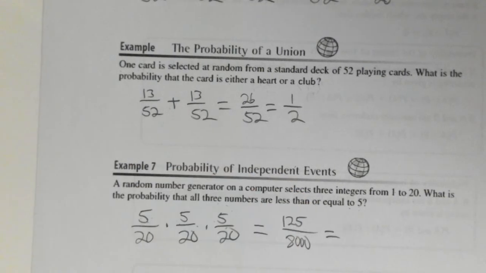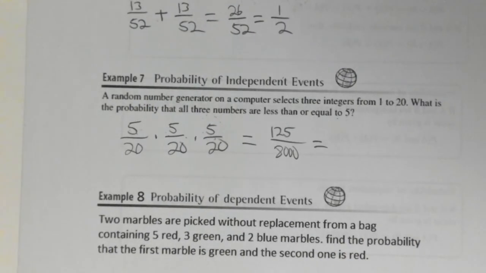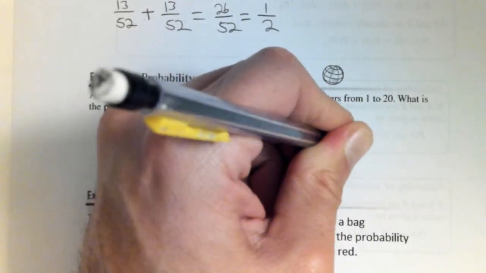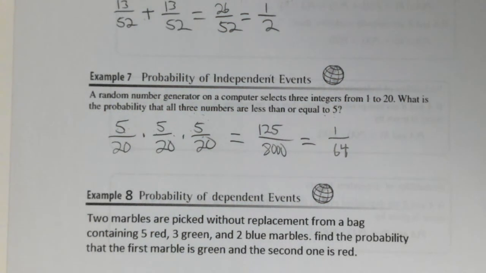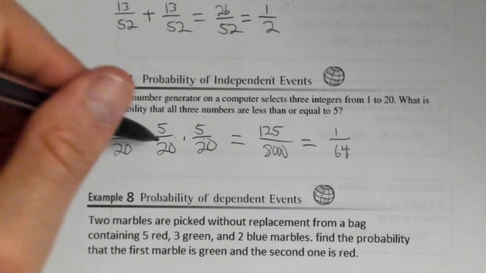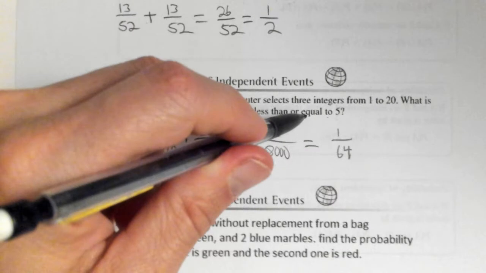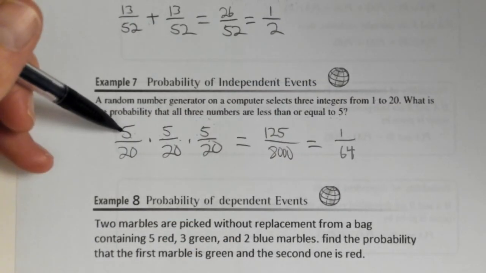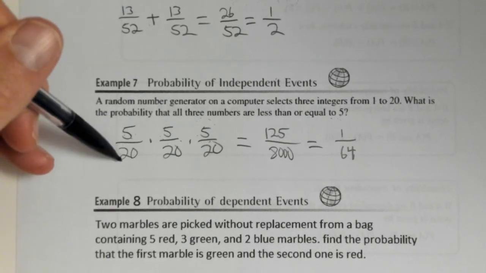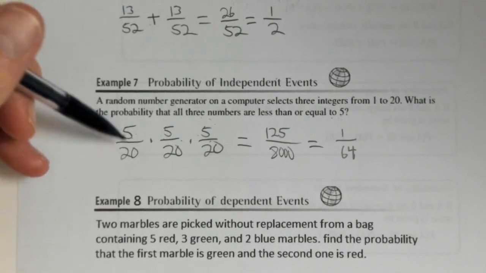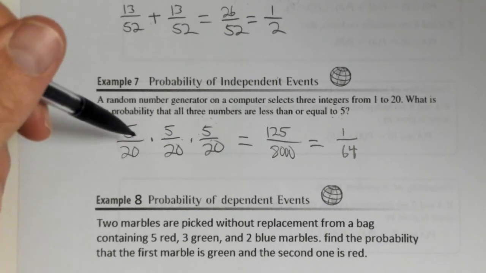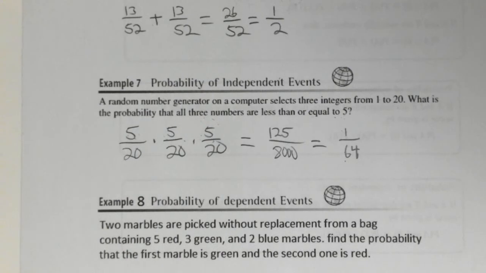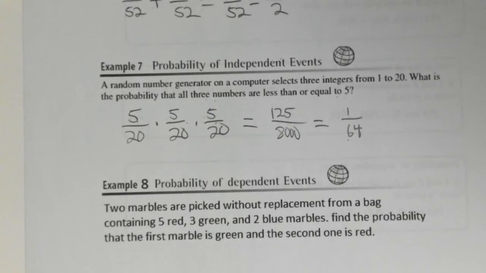And using a fraction reducer that you can find online, you can see that that probability is 1 out of 64. So you have a 1 out of 64 chance that all three numbers picked are less than or equal to 5. Alright? So the probability that if you just pick one number, it'd be 5 out of 20, or 1/4. But if you do it 3 times, the probability that all three would be less than or equal to 5 is 1 out of 64. So you can kind of see the difference there. Alright, what about the last one then?